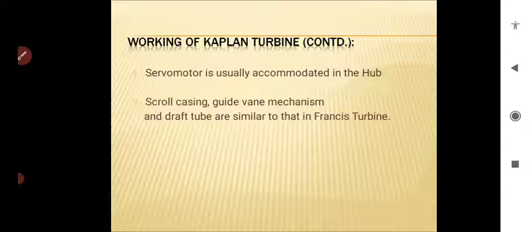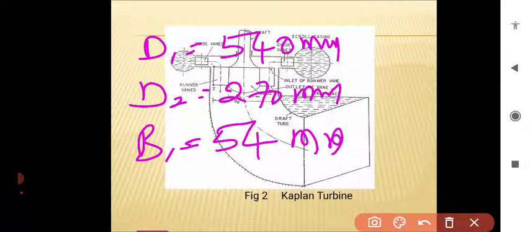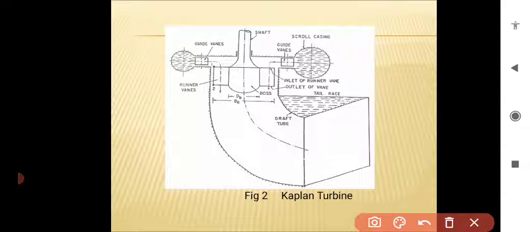Water flows from the penstock into the scroll casing. Observe this diagram. Water flows from the penstock into the scroll casing, like this, and then moves onto the guide vanes. The guide vanes impart whirl motion to the fluid.